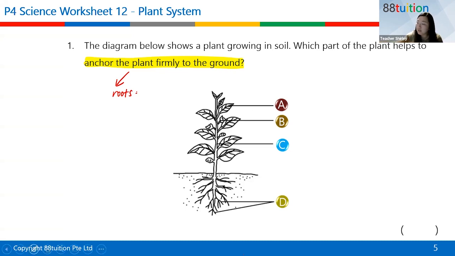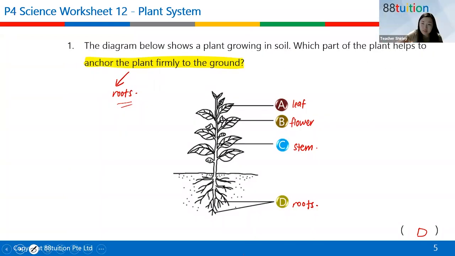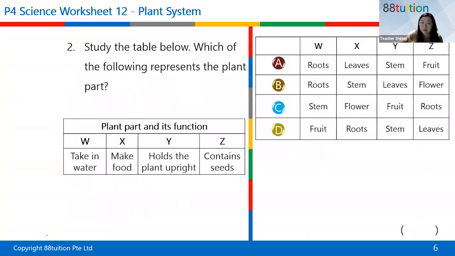Okay, so in this case, you will have to identify the different parts. A is the leaf, B is the flower, seems like the flower is pointing to the flower. C is the stem, and D are the roots. So therefore, D matches the function given in the question. So therefore the answer is D. Okay. Any questions for this one? No? Everybody's okay? Okay, next one.